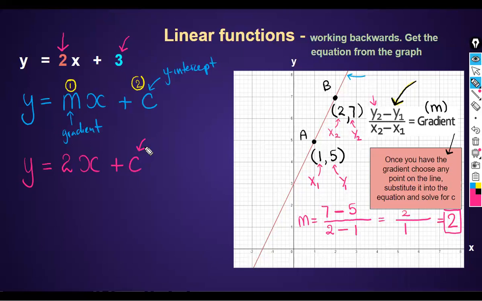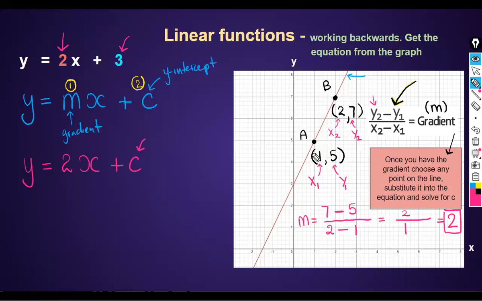To find the value of c, look at the pink note here. Once you have the gradient, and we have the gradient, choose any point on your line. Any point. It doesn't matter. It doesn't matter if somebody in Jamaica chooses a different point to you in Trinidad. Which point? Well, we have 2 points here. Which one do you all want to choose? A or B? Let me just vote on it. Anyone is going to give us the same answer. It's like magic. Let's go with A.